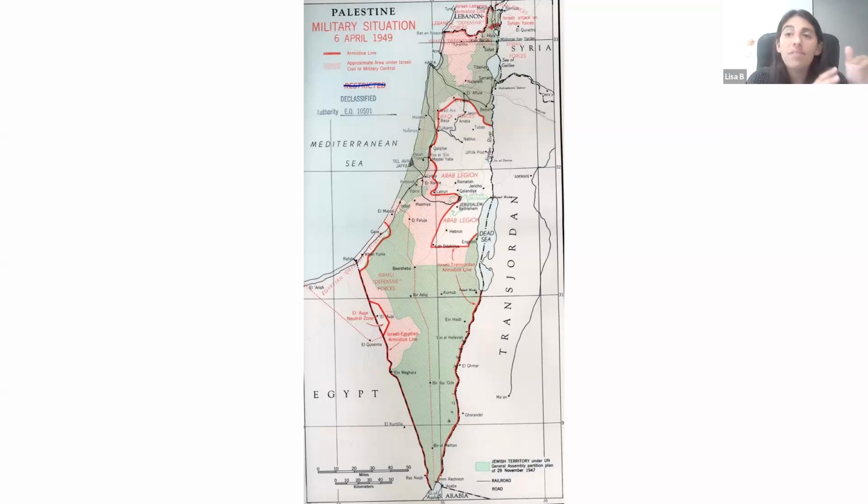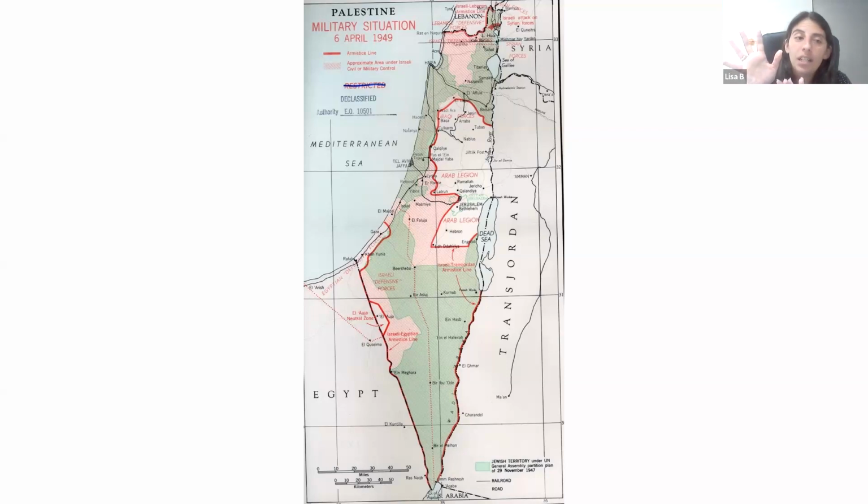Okay, so you can see we've gained land. We gained that chunk, actually like where I live right now in Kiryat Gat. We've gained that chunk of land kind of in the middle. We haven't got Gaza. We haven't got what's now called the West Bank, this area. The West Bank will be taken over by Jordan.